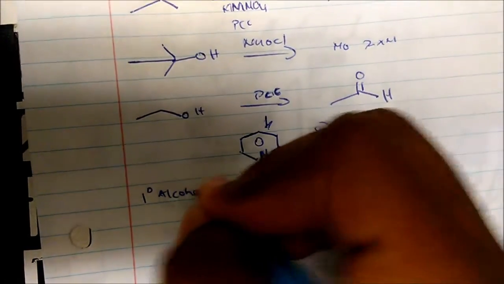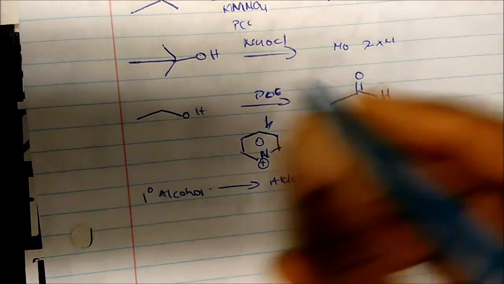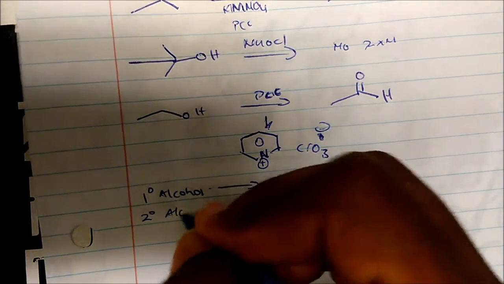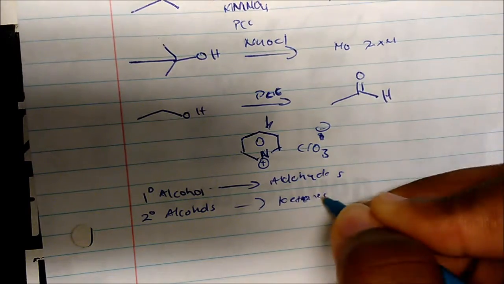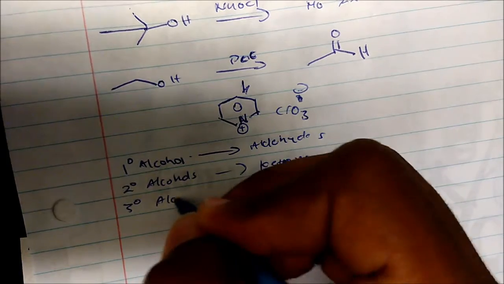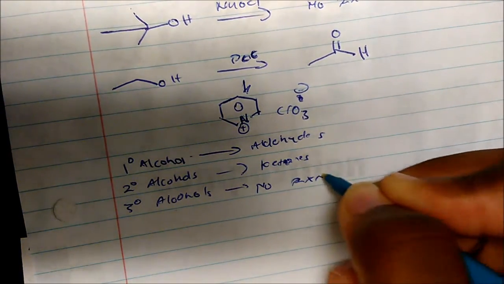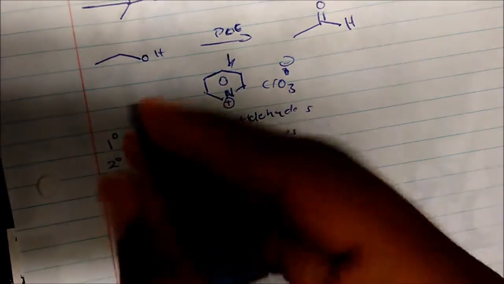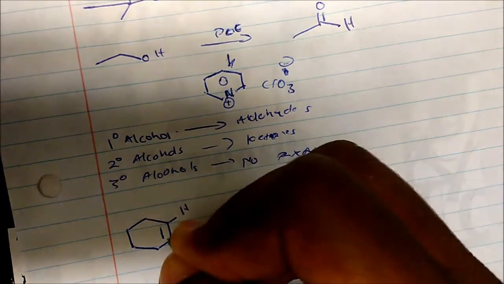So the general pattern is from primary alcohols, we get aldehydes. From secondary alcohols, we get ketones with oxidization. With tertiary alcohols, however, we get no reaction. So these are the ways we make ketones and aldehydes. Now there are also several different ways that you actually learned in your first semester of organic chemistry 1.